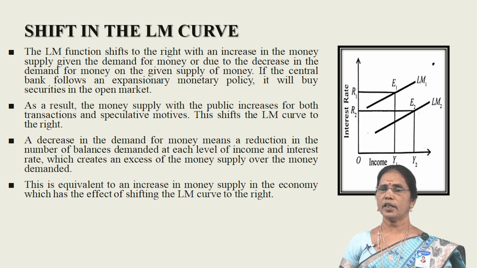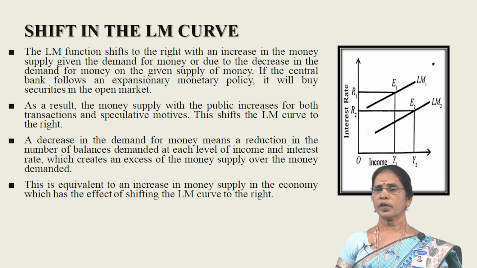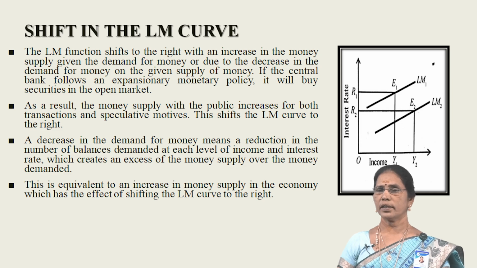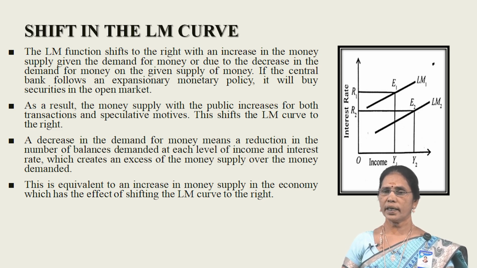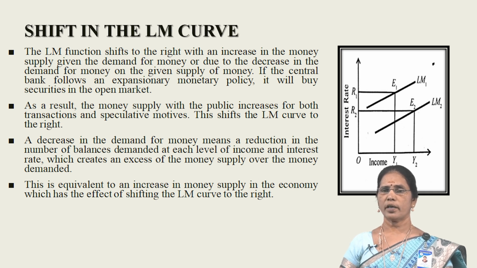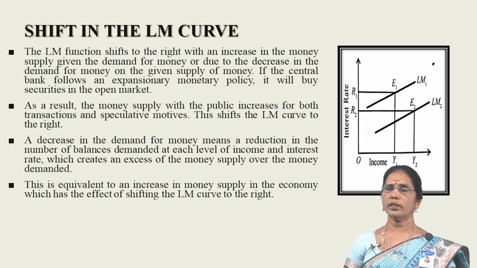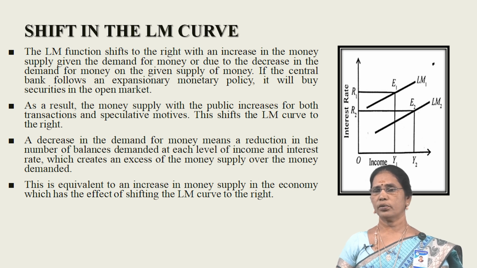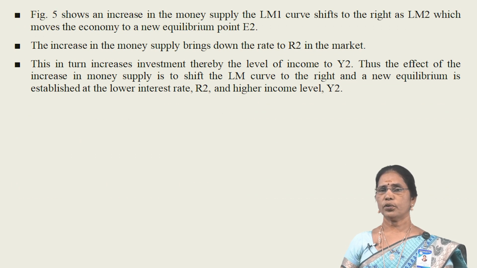A decrease in the demand for money means a reduction in the number of balances demanded at each level of income and interest rate, which creates an excess of the money supply over the money demanded. This is equivalent to an increase in money supply in the economy, which has the effect of shifting the LM curve to the right. Here we show the figure.